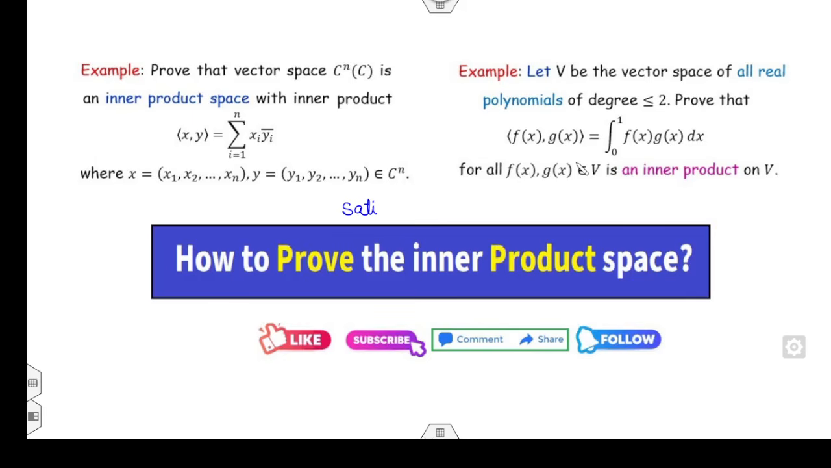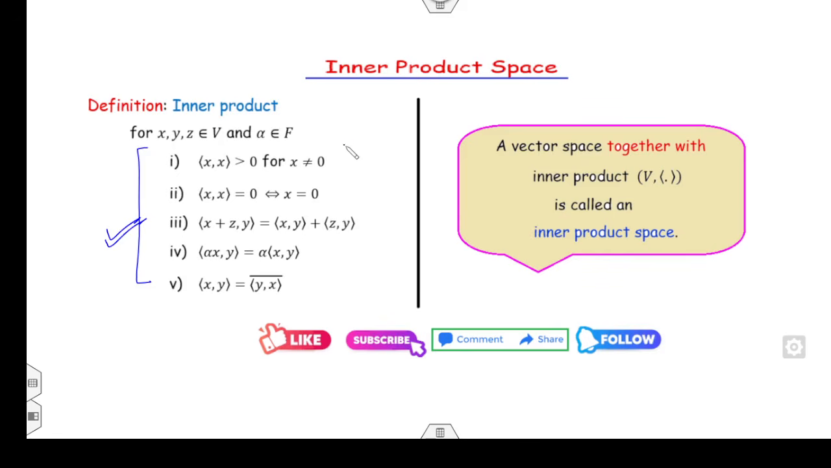Fine. But before doing this, you must try to understand the various properties in detail.